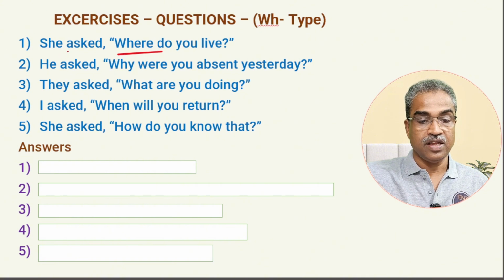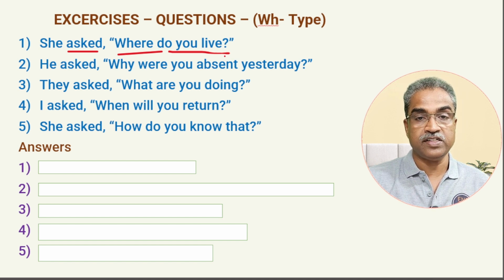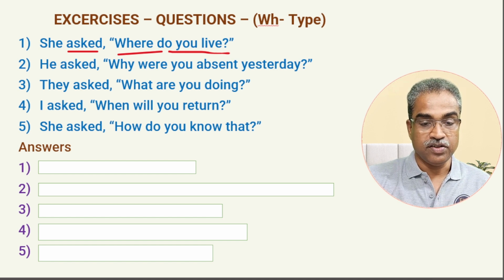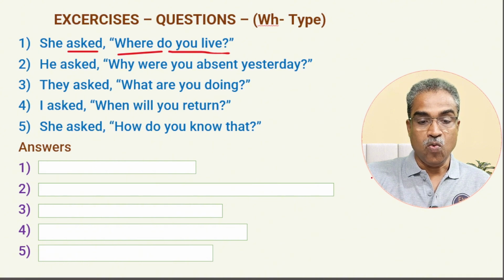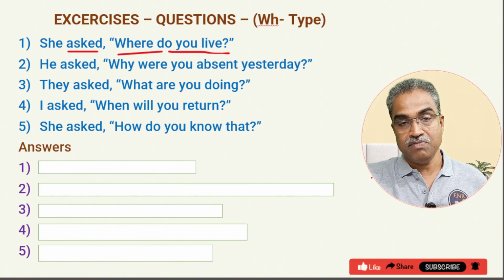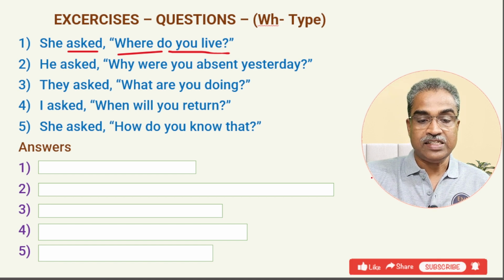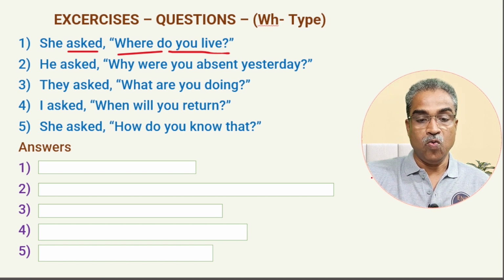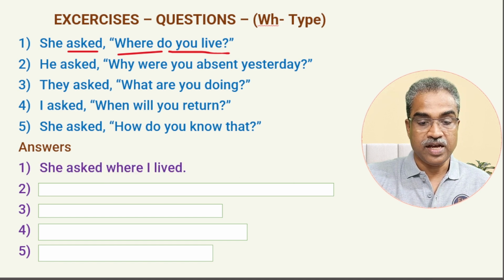And asked is the reporting verb. It's already past. So simple present tense, do you live, changes into simple past tense. But then do you live should not be changed to simple past like a question. You have to convert that again into a statement. So how will it come? She asked where, asked me. If it is me, then she asked me, or she asked where I lived. Full stop. She asked where I lived.